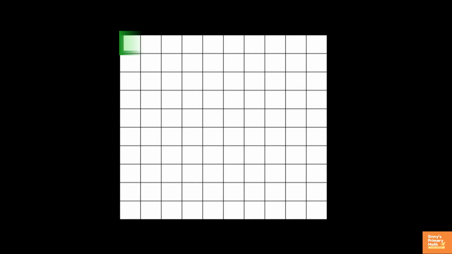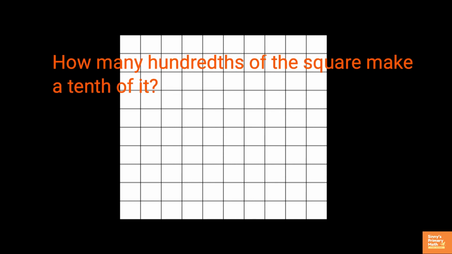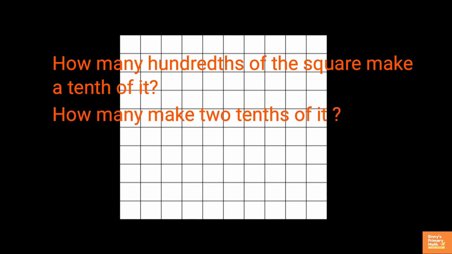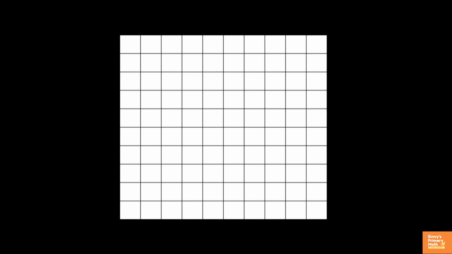Each small square is 0.01. This demonstrates that 10/100th of the square is the same as 1/10 of it. Let children identify the shapes that are called tenths and hundredths of the square. Once they have identified the shapes, ask them how many hundredths of the square make a tenth of it. How many make 2/10 of it, and so on.